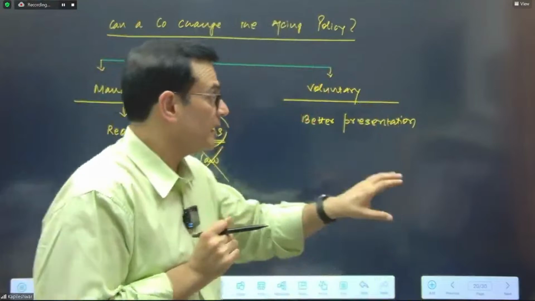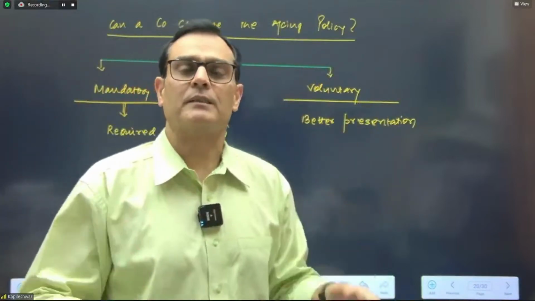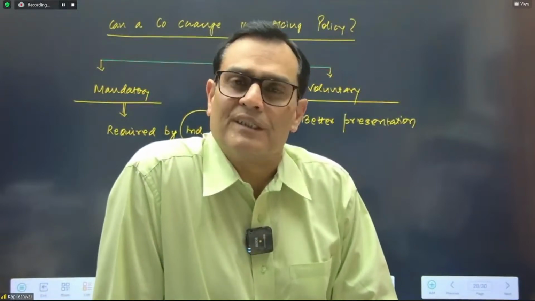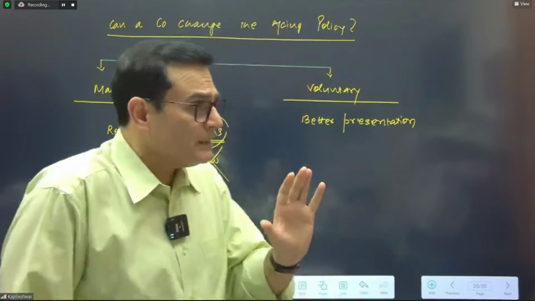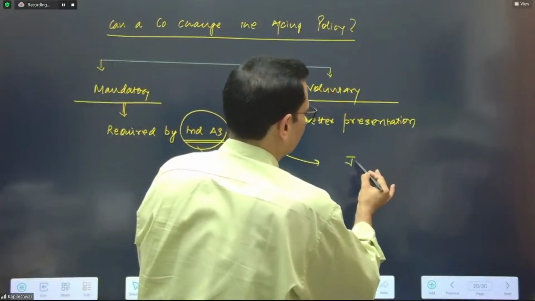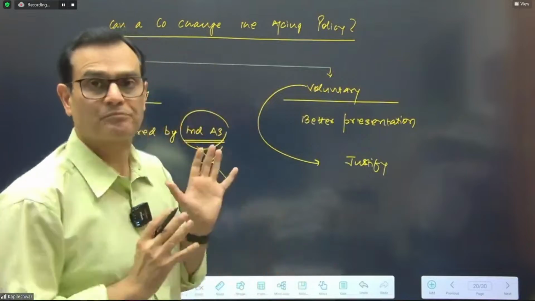Or the second one is that it's a voluntary change, that the company feels it should make the financial statements more reliable, relevant, more comparable to the other competitors in the industry. I can make a voluntary change. The company needs to justify. When you're going to make a voluntary change, the company will have to make a justification. You will have to justify why you changed a policy.